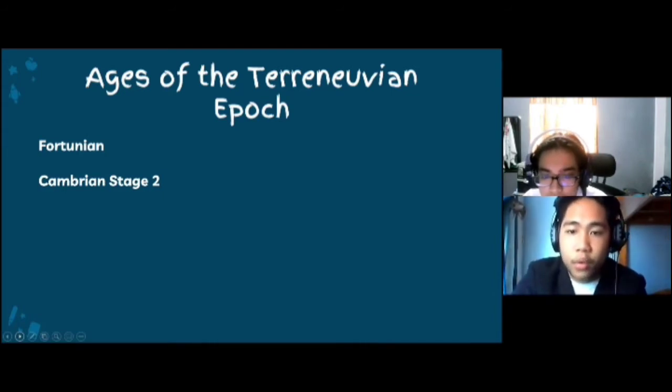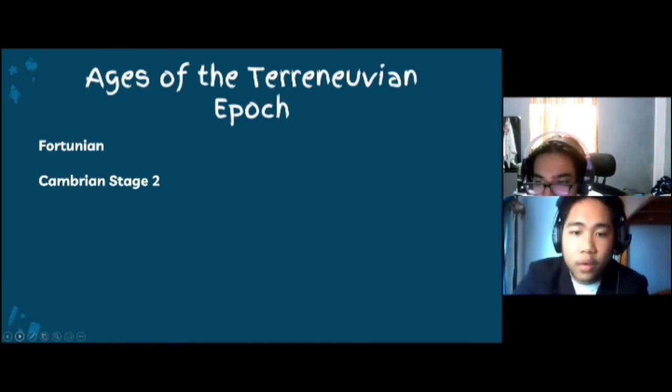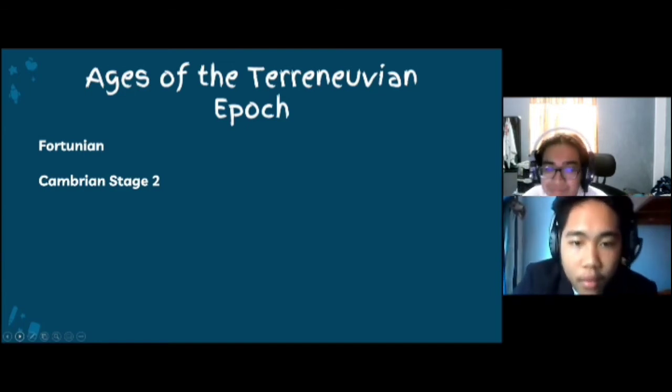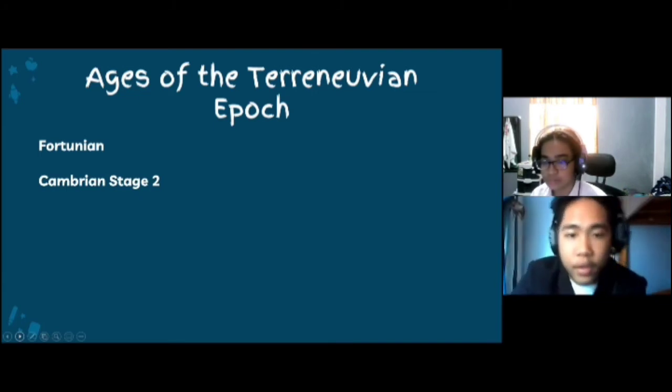The upper boundary is proposed as the first appearance of either the trilobite species Oryctocephalus indicus or Ovatoryctocara granulata, currently estimated to be around 509 million years ago.